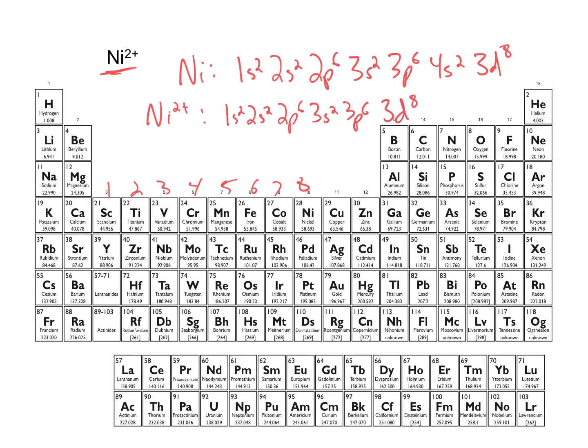If the positive charge had been any higher, then I'd start taking the d's away. So nickel plus 3 would be 1s2, 2s2, 2p6, 3s2, 3p6. I already took away the 2 s's, and so then it would end with 3d7 if nickel had a plus 3 charge.